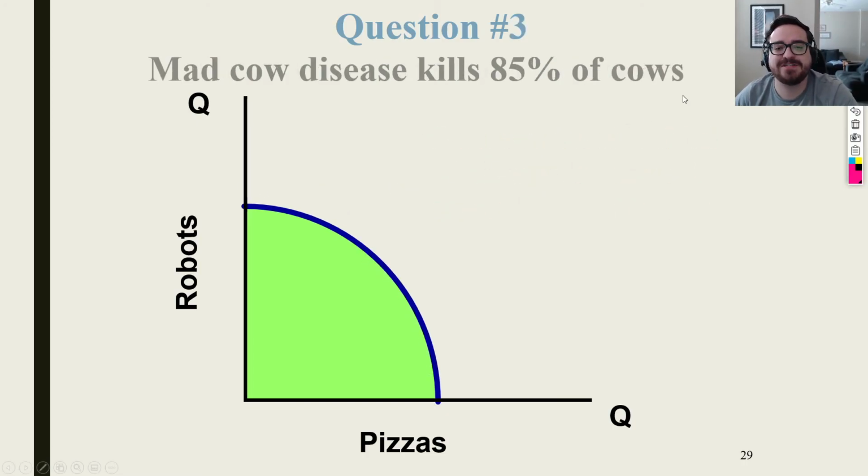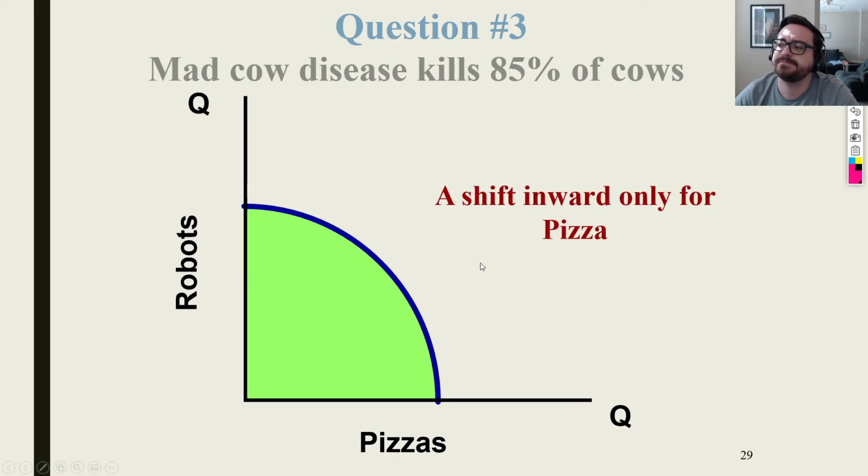Mad cow disease kills 85% of cows. I cannot make as much pizza. I'm sorry, goat cheese. There's not enough of you to go around. This does not affect robots at all because they don't care about this. Pizza production will shift inwards. It won't be able to make as much pizza.